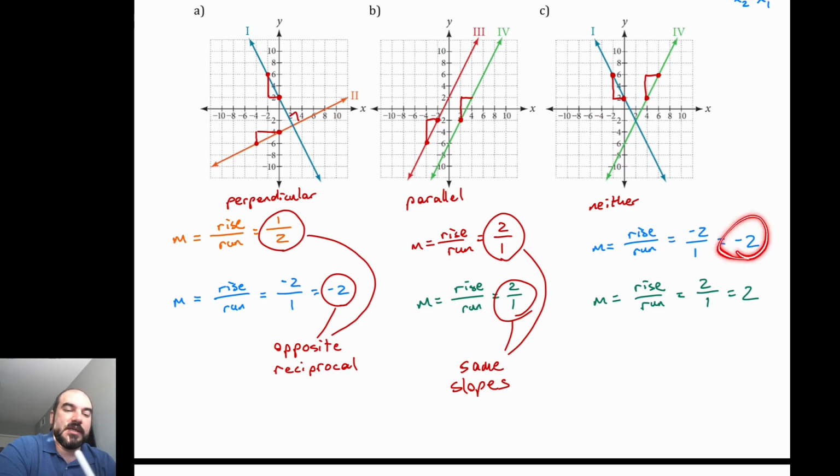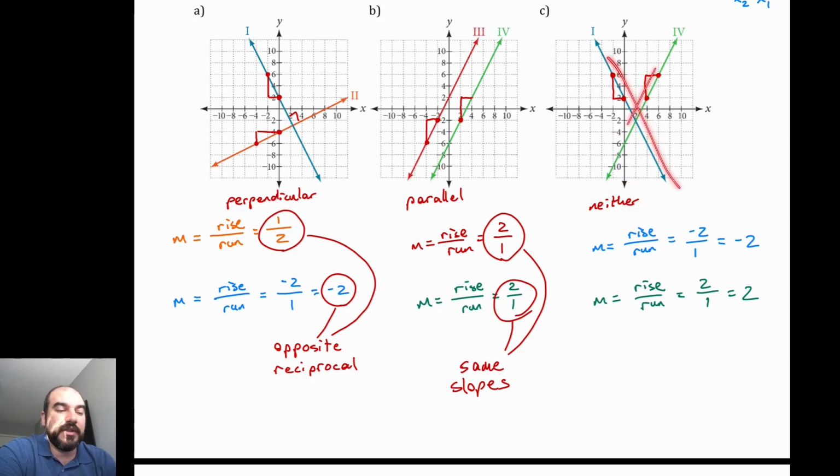And the question we ask is, are these opposite reciprocals? And the answer is no, they're just opposites, right? One is negative 2, one is positive 2. So we don't have that reciprocal relationship. And then we also ask, are these exactly the same? And they're not, because one is negative 2 and the other one's positive 2. So then this brings us into the realm of neither.